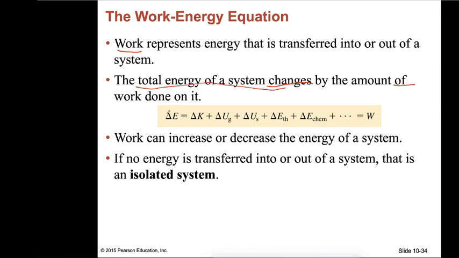Okay, so the equation for this is written here. The change of energy, delta E, equals the work. And it also equals the sum of the changes of all the different types of energy. The work can increase or decrease the energy of a system. If no energy is transferred into or out of the system, then that is an isolated system.